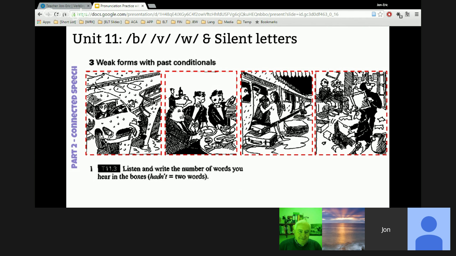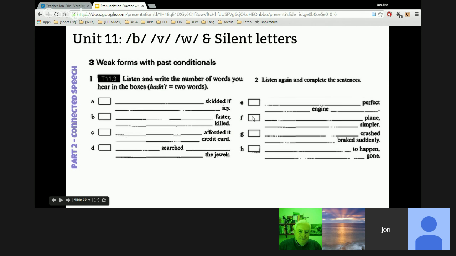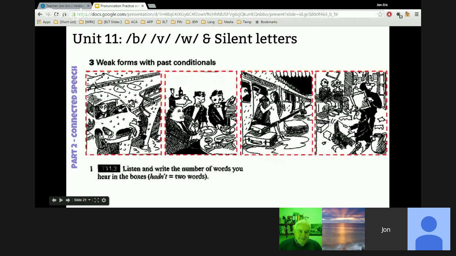So what I want to show you is, in each of these situations, something happened. But you'll notice it says weak forms with past conditionals. If you could go back in time, you could have changed something and prevented the thing from happening. I'll show you what I mean. What happened in the very first picture? Antonio, look at that picture on the far left. What actually happened to those people?